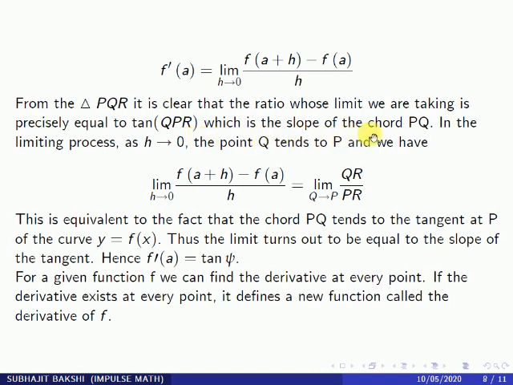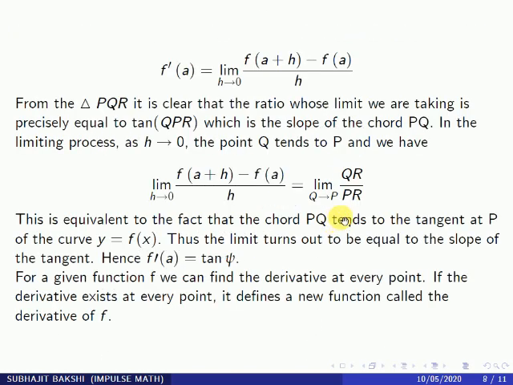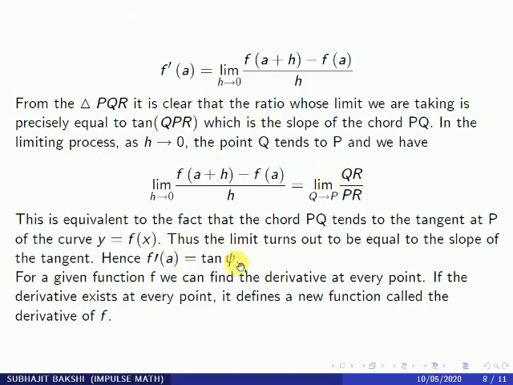which is the slope of the chord PQ. In the limiting process as h tends to 0, the point Q tends to P, so limit h tends to 0, f(a plus h) minus f(a) by h is limit Q tends to P, QR by PR. That is, if the point Q is going to P, then we write this as limit Q tends to P, QR by PR. It is equivalent to the fact that the chord PQ tends to the tangent at P. The limit turns out to be equal to the slope of the tangent, so f dash a equal to tan psi.